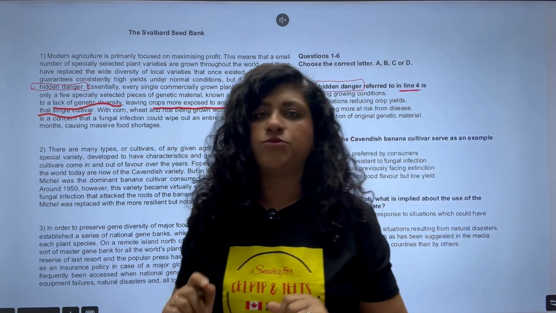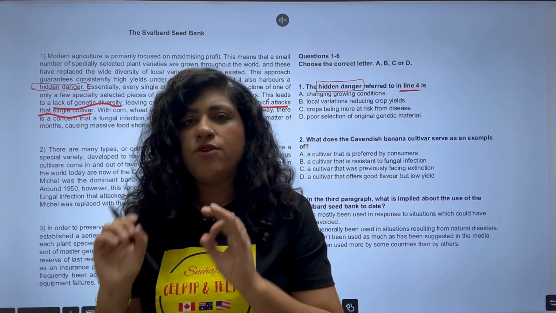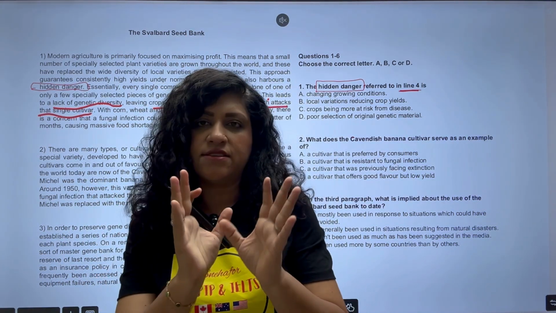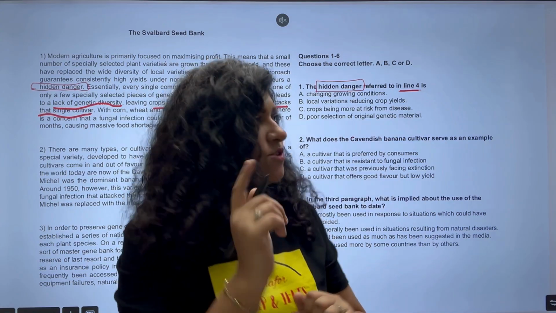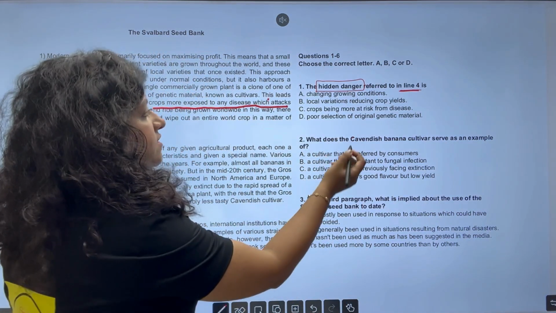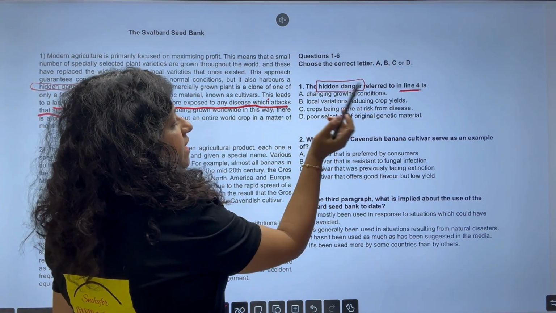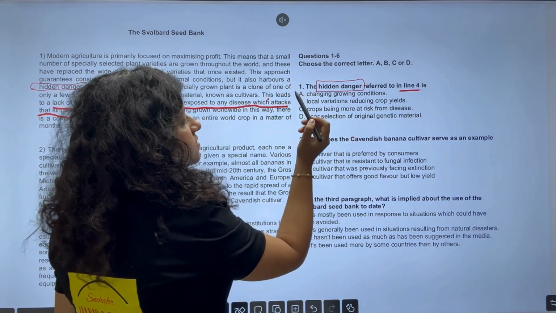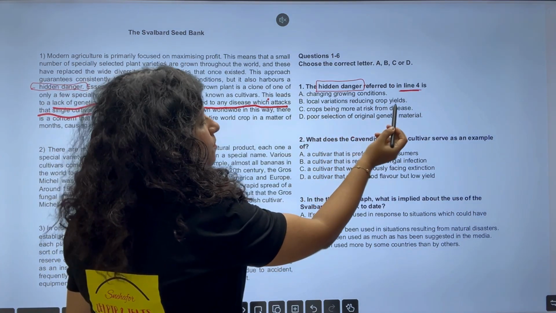Now we go back to the options and try to see if any of these or both of these is discussed in one option. So let's come back to the question. Question says hidden danger. A option, changing growing conditions. B says local variation reducing crop yields.